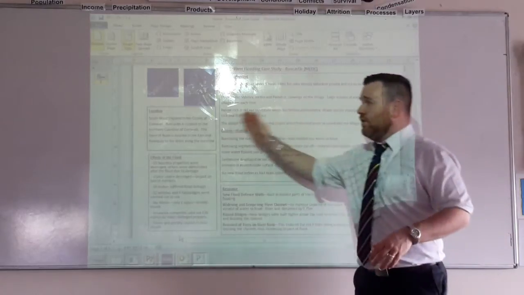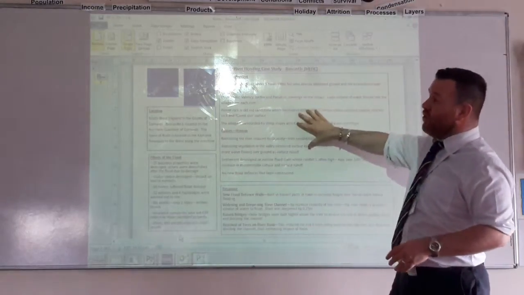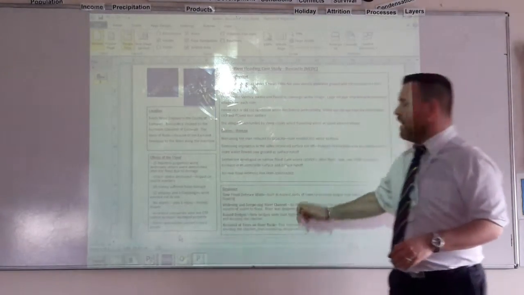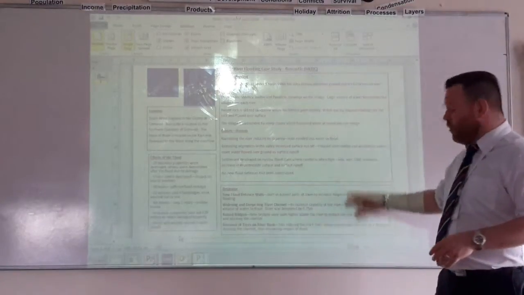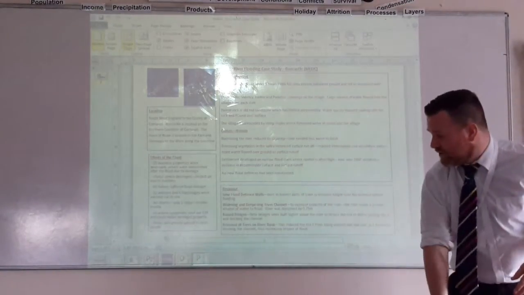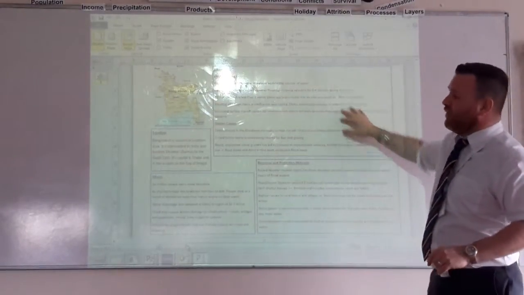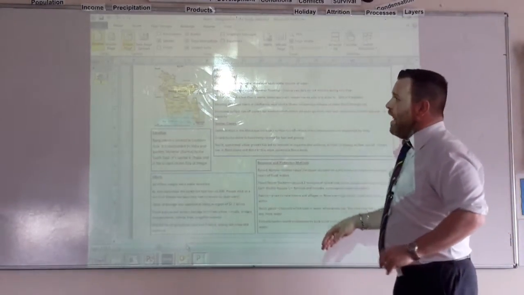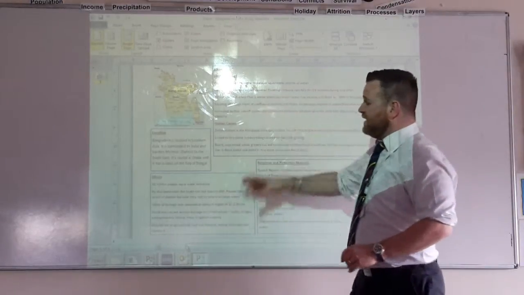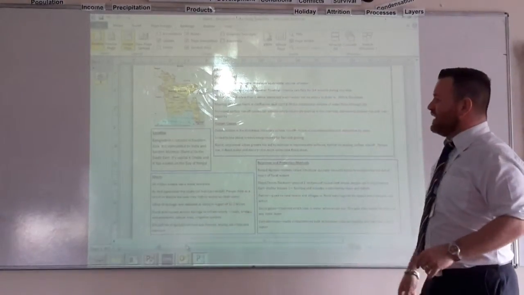So that's Boscastle. As I say, key things: know your specific place detail, cause and effect, and know what's being done to reduce the impacts in the future. Our LEDC example, a little bit smaller, so it would be worthwhile having this in front of you. Similar sort of idea, really: causes, effects, and response and protection methods.